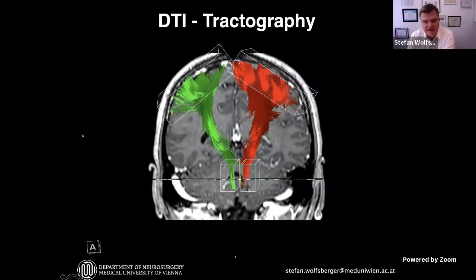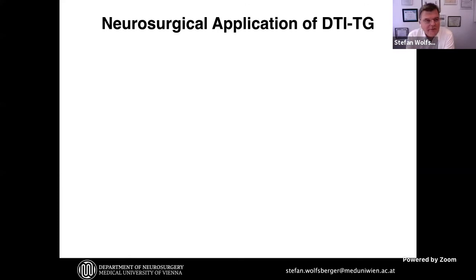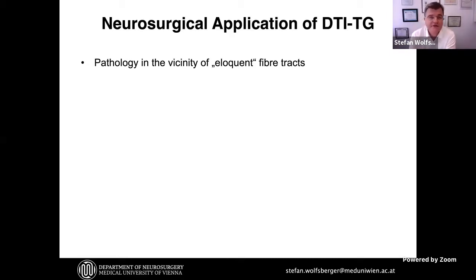And here you set the regions in the midbrain, so in the crus cerebri. So what about the application of this DTI tractography? I think we have to have some critical concept about it. So we can use it, of course, for any pathology that's in the vicinity of what we call eloquent fiber tracts. Of course, you can use it for every fiber tract.